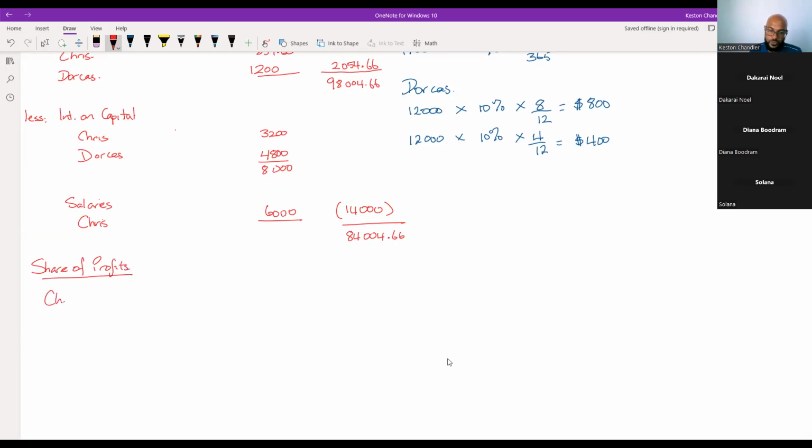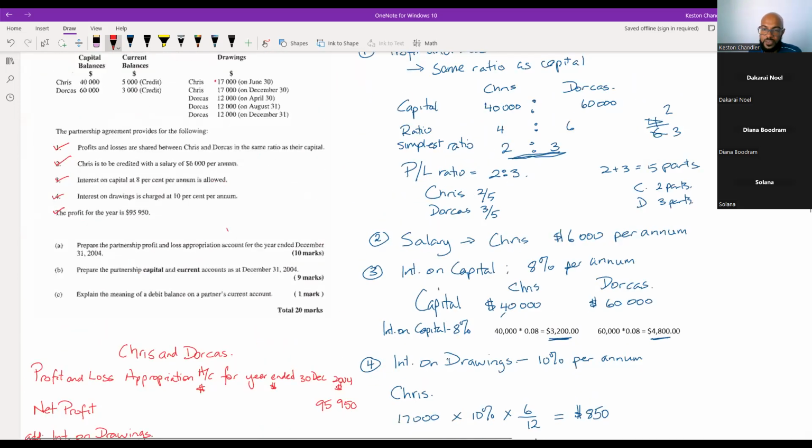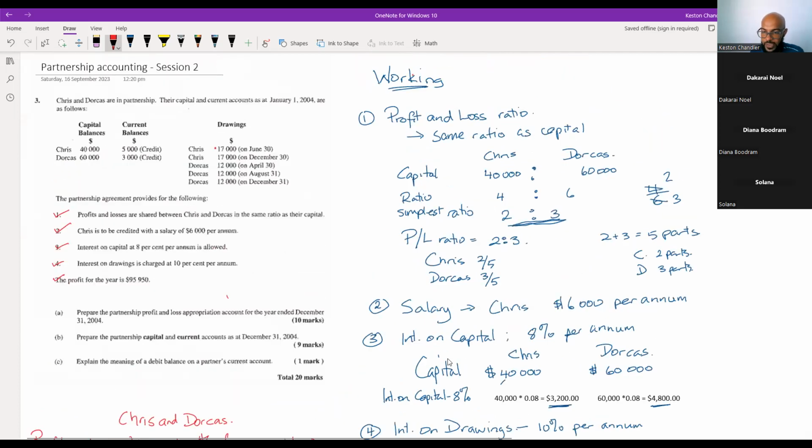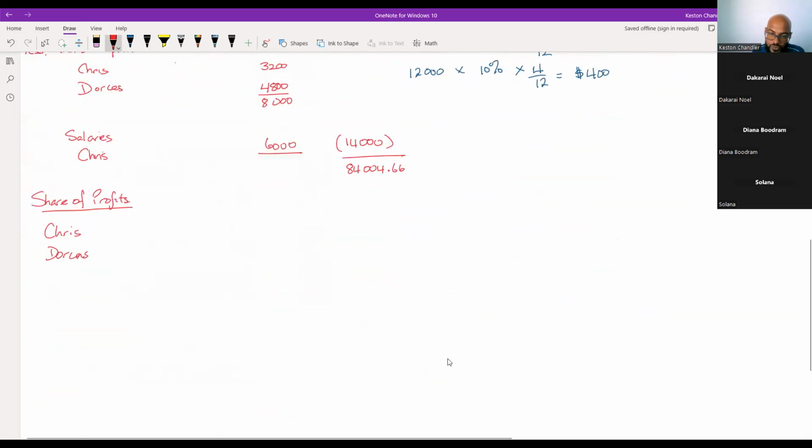So Chris, Dorcas. The question said that they share in profits in the same ratio as their capital. We did our work in here for that. 40,000 to 60,000, which is 4 to 6. And if you reduce 4 and 6, that's 2 to 3. So Chris is getting 2/5 and Dorcas is getting 3/5, right?